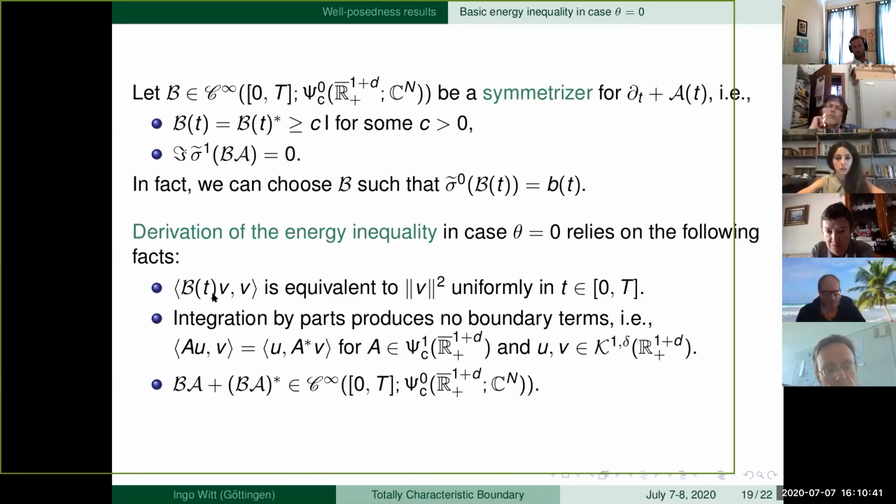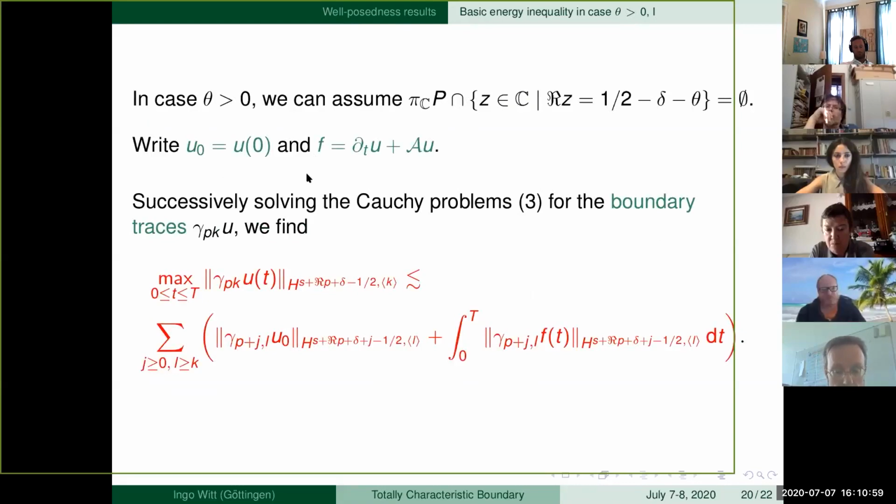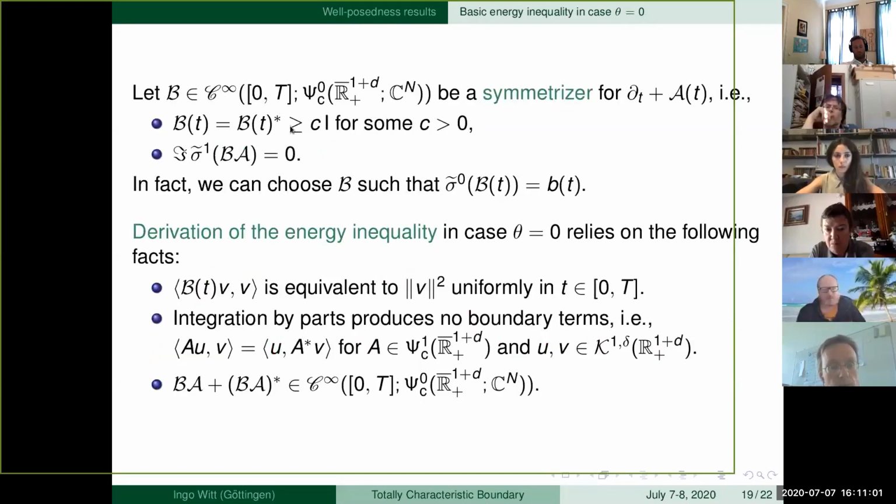First of all, this B_t(v,v) is an equivalent norm on our basic Hilbert space. This is just equivalent to the original one, uniformly in T. This follows from the fact that B is of order 0. Then the next thing, which makes it actually a Cauchy problem, is that integration by parts does not produce any boundary terms.